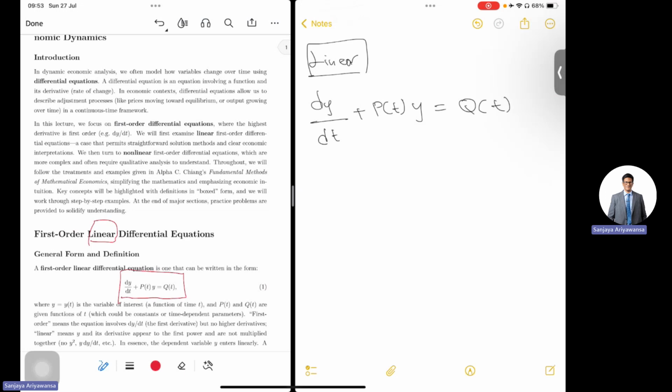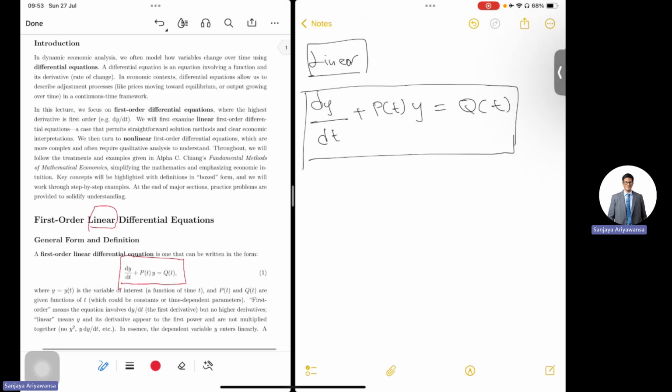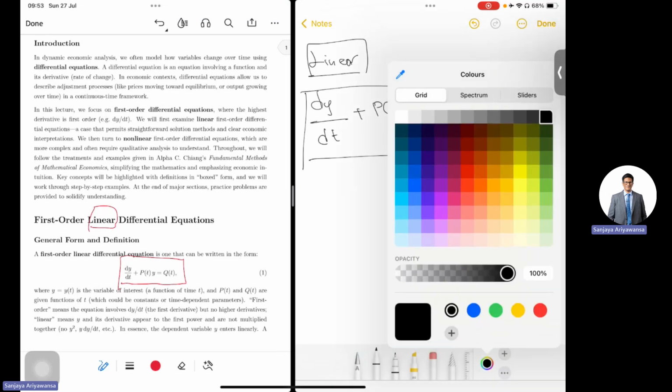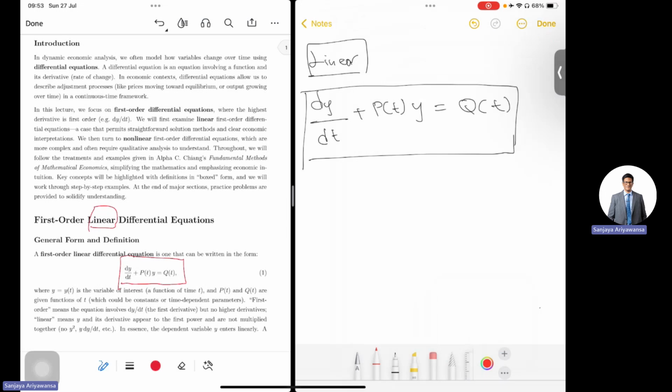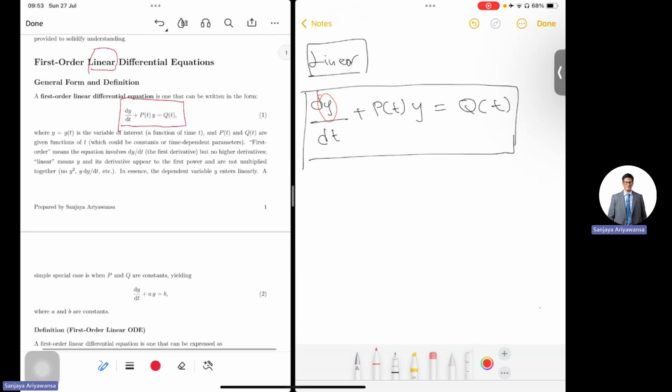So the most basic form, like I said, that we're looking at is this particular equation, the first order linear differential equation. And when we say we want to solve it, what I mean by that is we want to figure out what y is, right? We want to figure out what y is. That's what I mean by wanting to solve it.